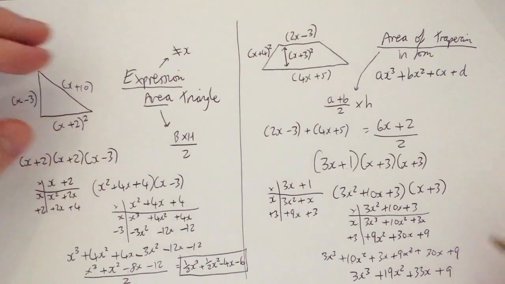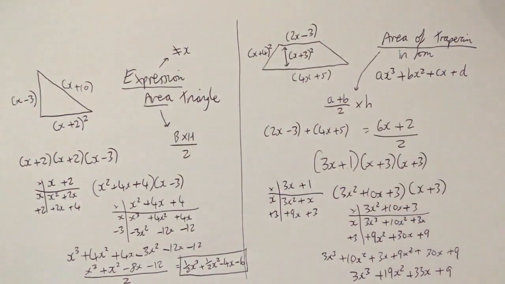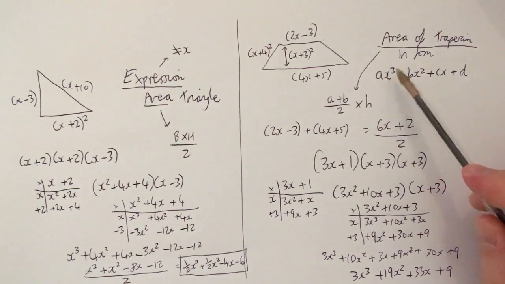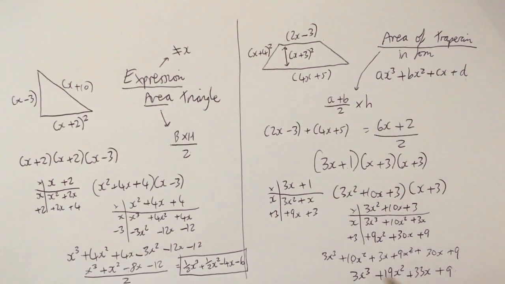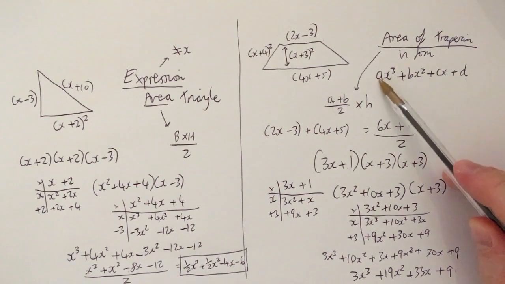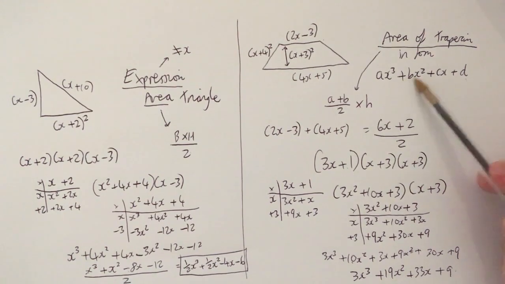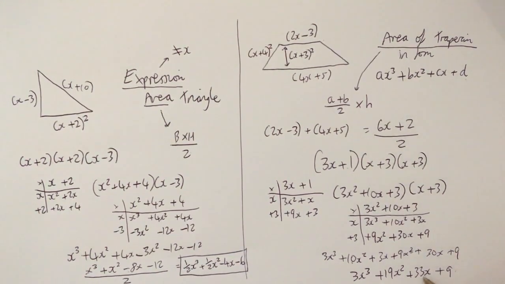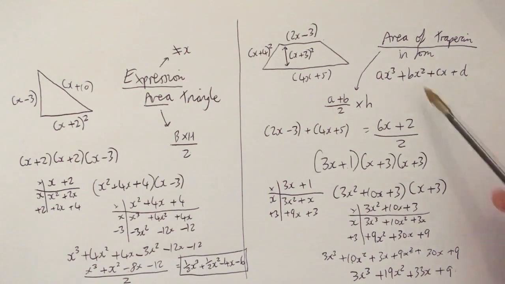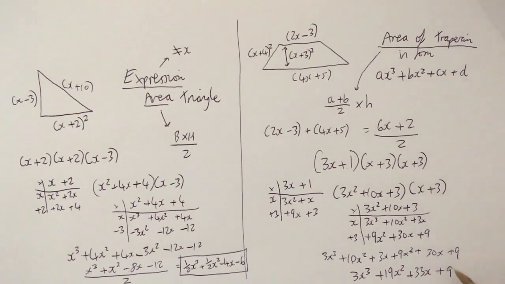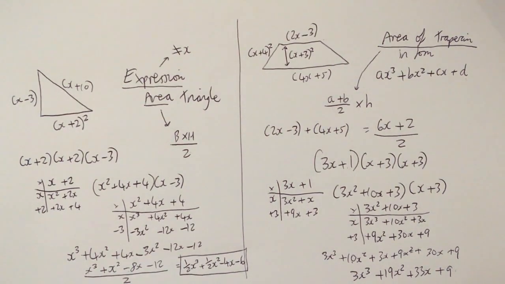Right, so we've done the area of a trapezium. All we've now got to look at is how that ties in with the answer they wanted. They want it in the form ax cubed + bx squared + cx + d. Look at the form we've given it to them. 3x cubed, so therefore a represents the 3 here. 19x squared, bx squared, so b is the 19. 33x is c, and then d is the 9. So therefore that's our final answer.